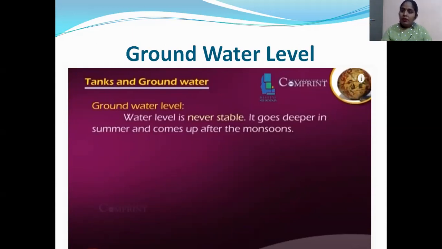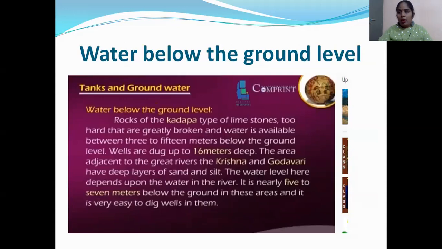As the water level increases, whatever rainfall we receive, some part of it gets percolated into the soil, isn't it? Due to which the water is accumulated deep below the ground. So during the monsoon season, the water comes up. Is that clear, children? Okay. Next, water below the ground level.